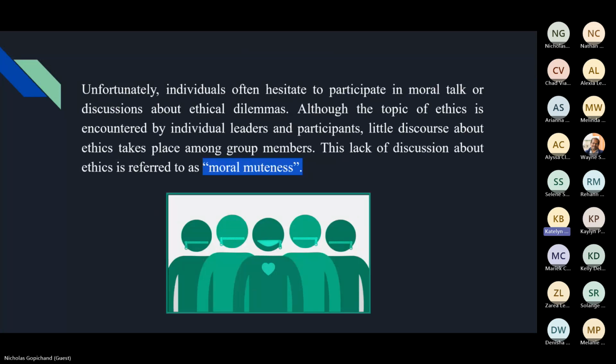Unfortunately, individuals often hesitate to participate in moral talk or discussions about ethical dilemmas. Although the topic of ethics is encountered by individual leaders and participants, little discourse about ethics takes place among group members. This lack of discussion about ethics is referred to as moral muteness. So, in Melinda's case, one of her reasons for moral muteness would have been that she observed the leader doesn't have good morals and she would have preferred to keep her morals to herself.